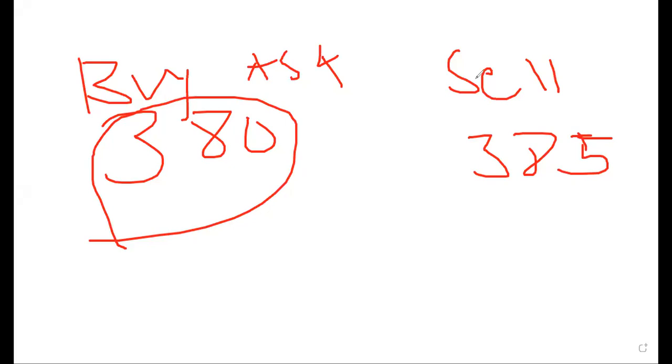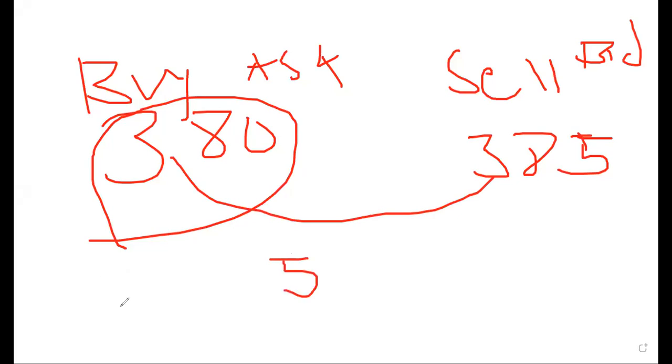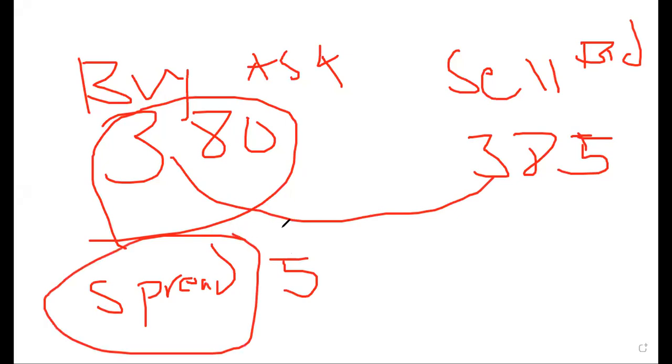We'll sell to you at the 385 bid price. The difference between this is 5. This is called the spread. This is the gain the bank makes: the difference between the amount they bought and the amount they will sell. That's called the spread. Is it clear now? Yes. Okay, great.